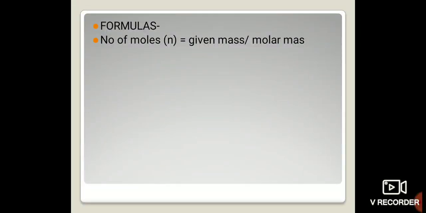Yesterday we studied the mole concept and its formula. If we have to calculate the number of moles, represented by small n, it is equal to the given mass upon the molar mass. With the help of this formula we can get the number of moles of atoms or of a molecule. So let us understand the mole concept clearly by solving some examples.